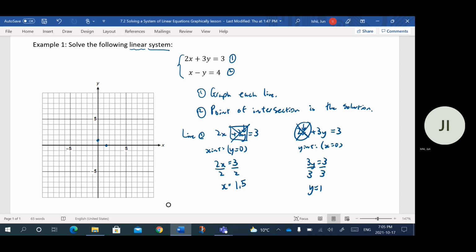What I want to do now is draw this line. I'm freehanding it, but when it comes to graphing these lines, you want to use a ruler or straight edge. I'm going to do my best here to freehand this. Something like this.